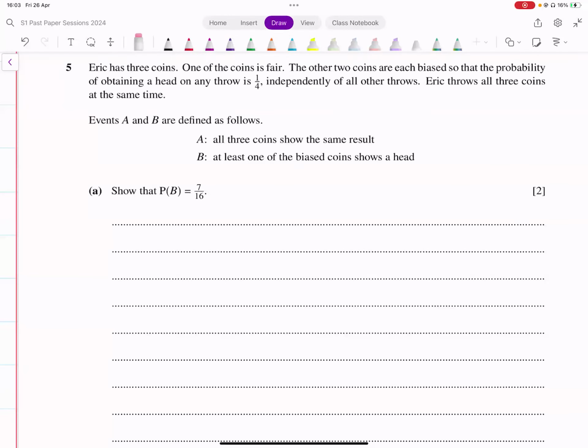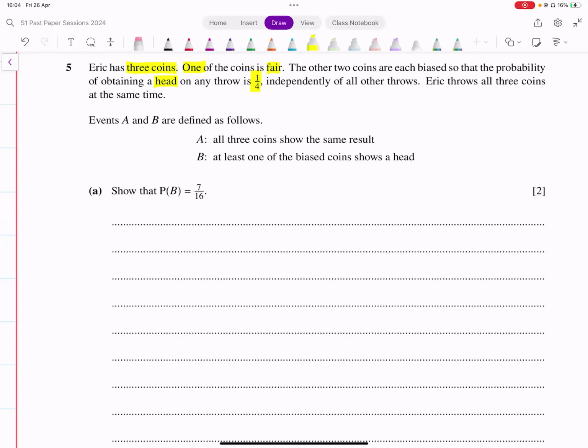Let's have a look at question number 5 now. Eric has 3 coins. One of the coins is fair. The other 2 coins are each biased so that the probability of obtaining a head on any throw is 1/4, independently of all other throws. Okay, so there are 3 coins. One of them is fair. The other 2 are biased so that the probability of obtaining a head is 1/4.